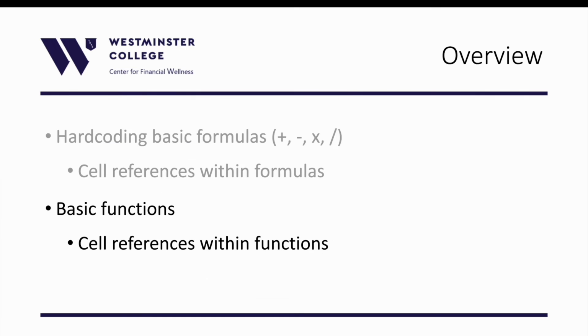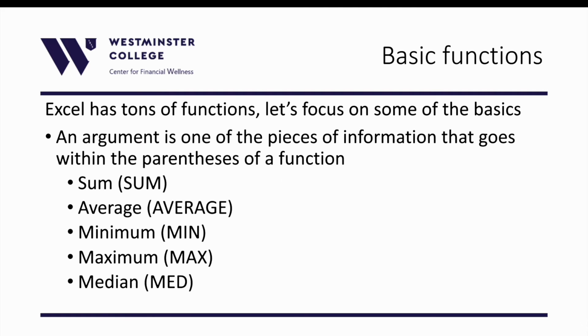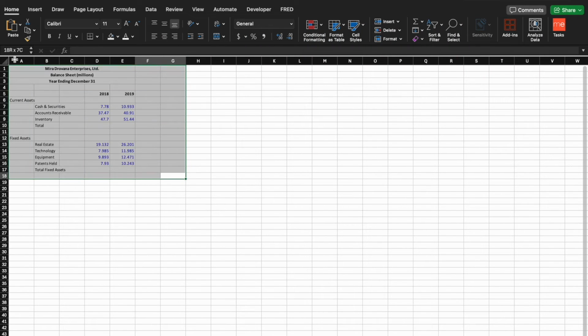So now we're going to talk about some basic functions within Excel and how to also use cell references for these functions. Excel has many functions in it. Some of the basic ones that we're going to be going over today are these right here: sum, average, minimum, maximum, and median. I'm going to switch over into Excel to give you a little bit of a view of what's going on here. So really quickly, just ignore everything that's right here for right now. We're just going to work over here.